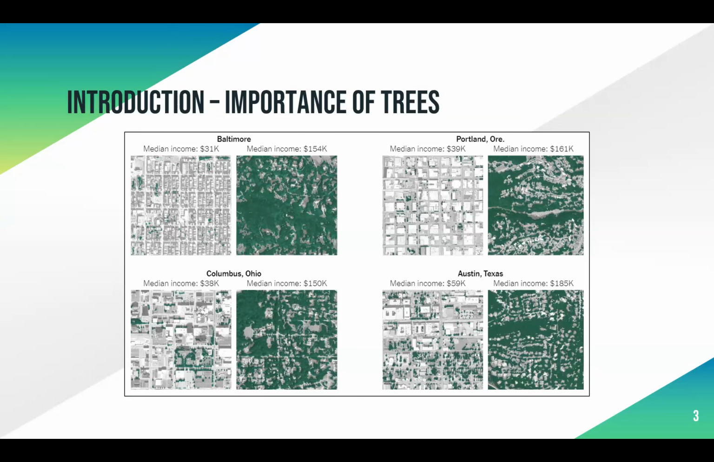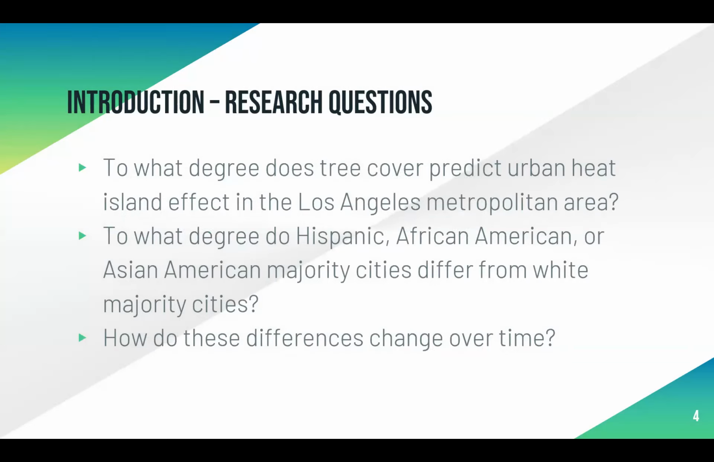So now that we know why tree coverage is so important when looking at the urban heat island effect, there are three main research questions that I want to look at and try to answer. The three research questions are: to what degree does tree coverage predict urban heat island effect in the Los Angeles metropolitan area? To what degree do Hispanic, African American, or Asian American majority cities differ from white majority cities, and how do these differences change over time?